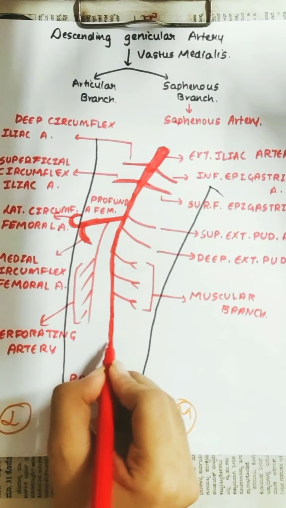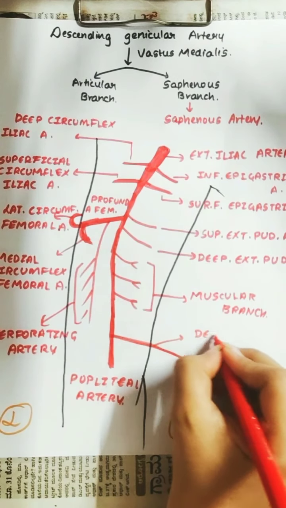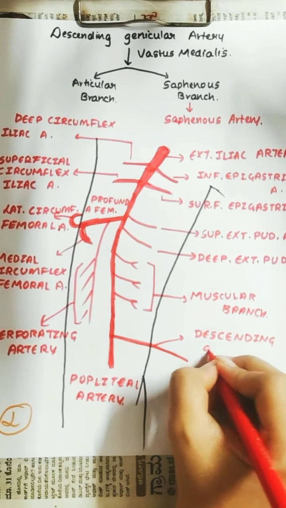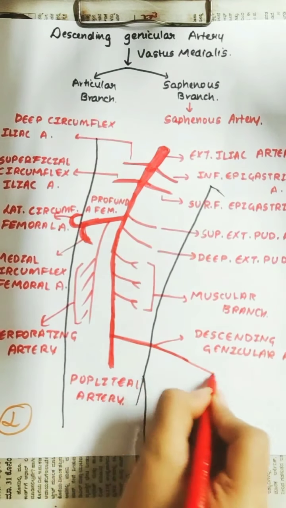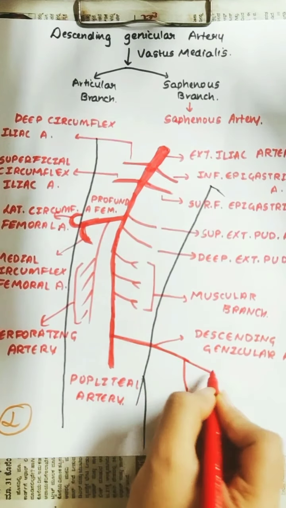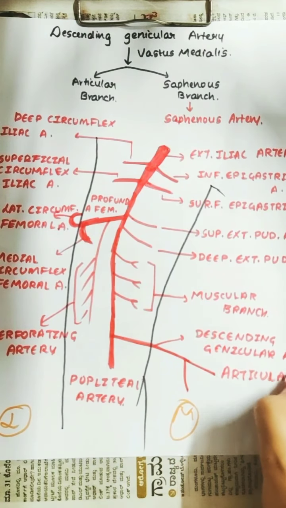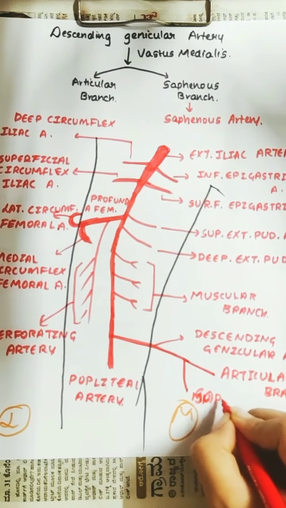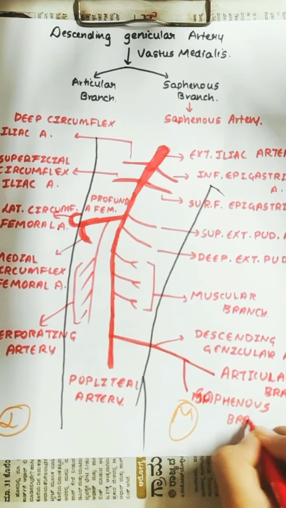On this side, it gives a descending genicular artery, which further gives off two branches. As I had said, one is the articular branch as well as the saphenous branch.